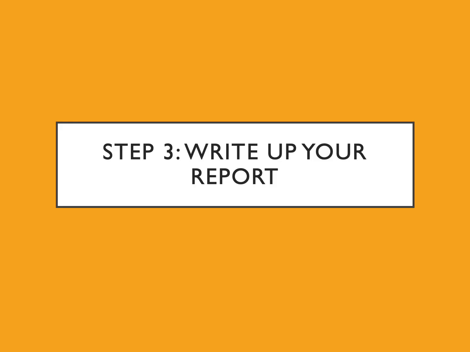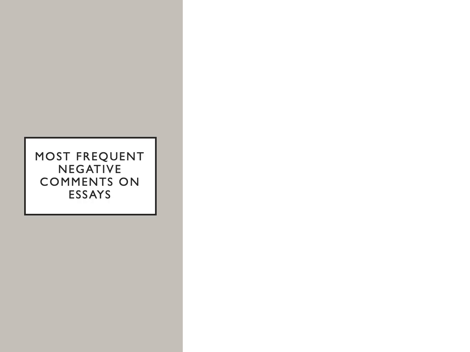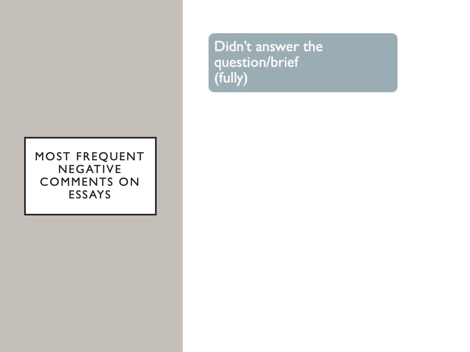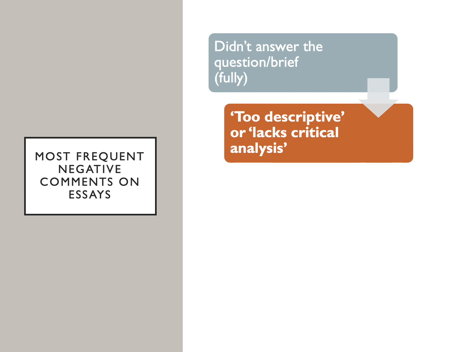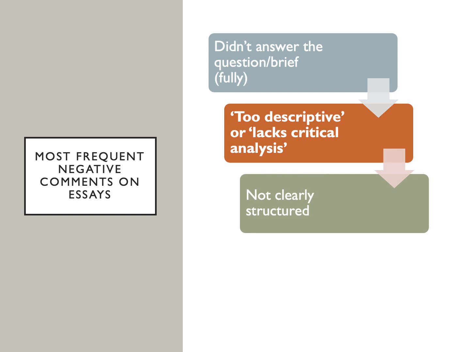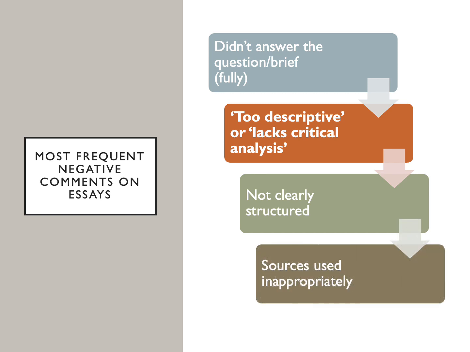Okay, let's move on to writing of the report. Now here are some examples of common weaknesses often noted by markers. The piece of work didn't answer the question, or brief at all, or fully. The writing was too descriptive. It was lacking in critical analysis. The structure was not clear, so the marker could not follow the argument, and sources and information were used inappropriately, whether this be purely used incorrectly or not relevant to the answer or just used too much.